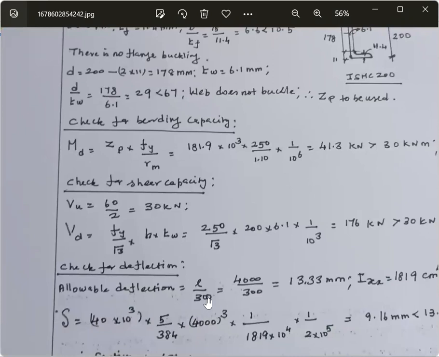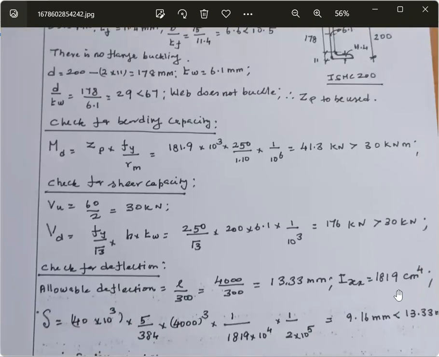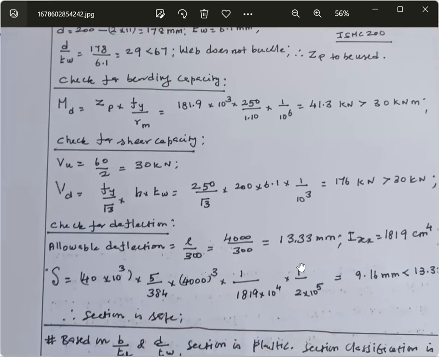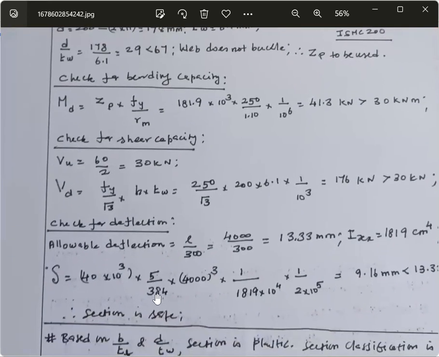The allowable deflection is equal to L by 300. Here the span is 4000 mm divided by 300, that is equal to 13.33 mm. IXX is equal to 1819 centimeter power 4. Now we will use this formula, 5 by 384 WL cubed by EI. 5 by 384 is the deflection coefficient for uniformly distributed load.